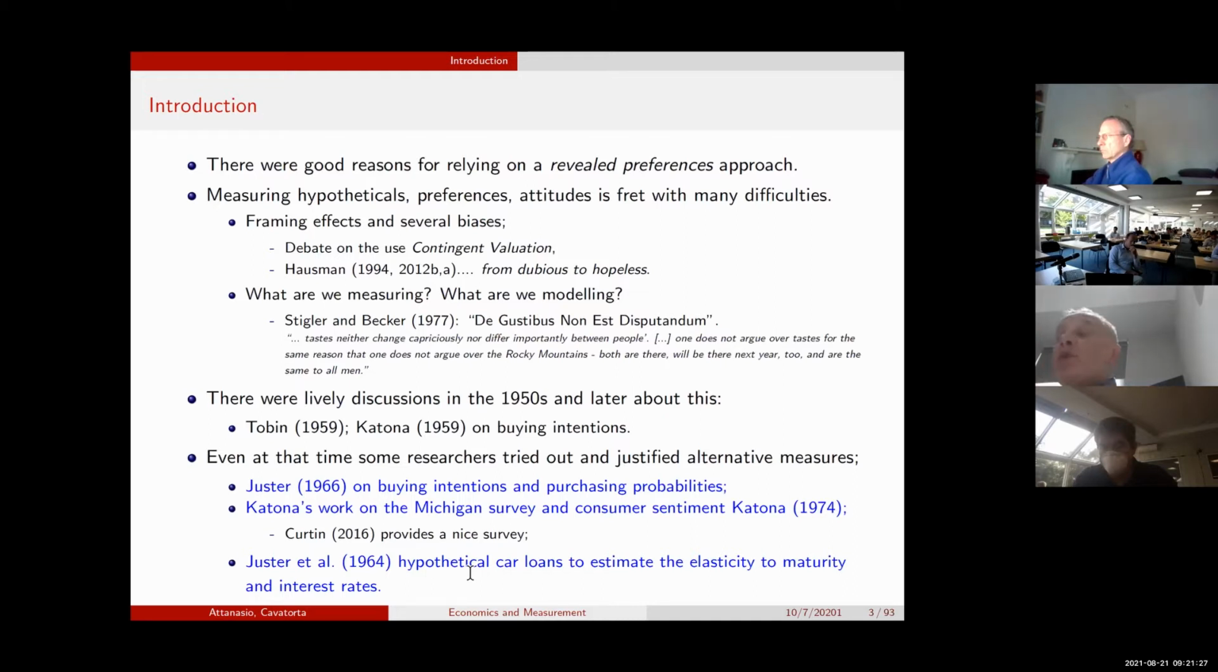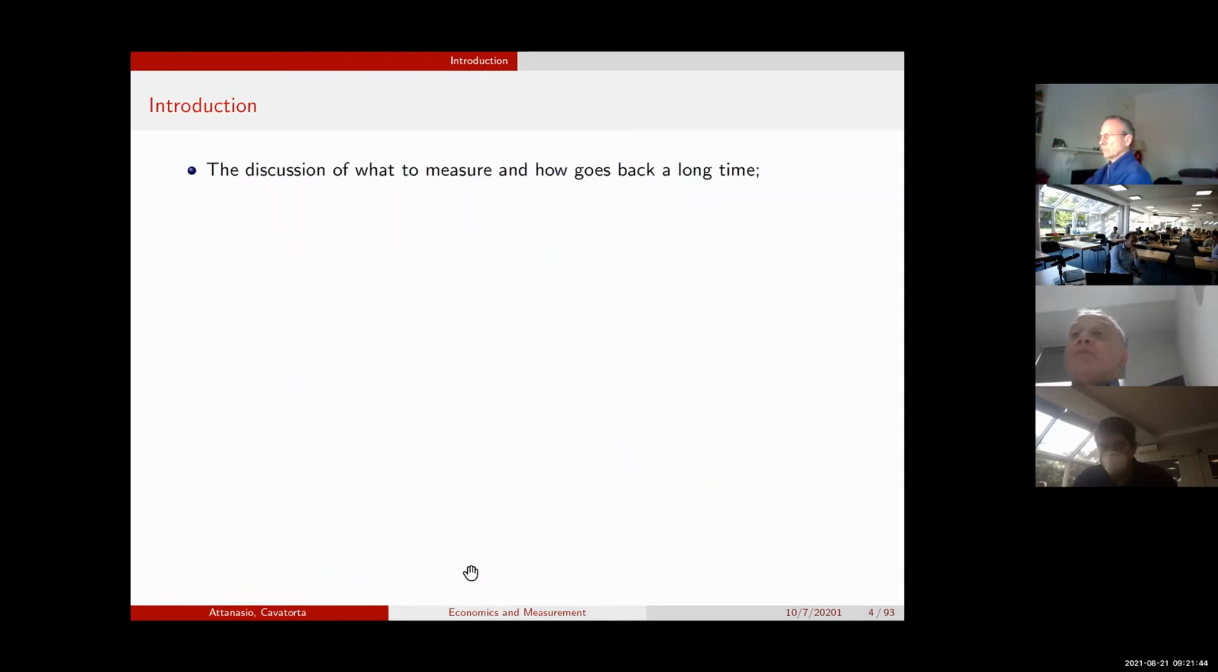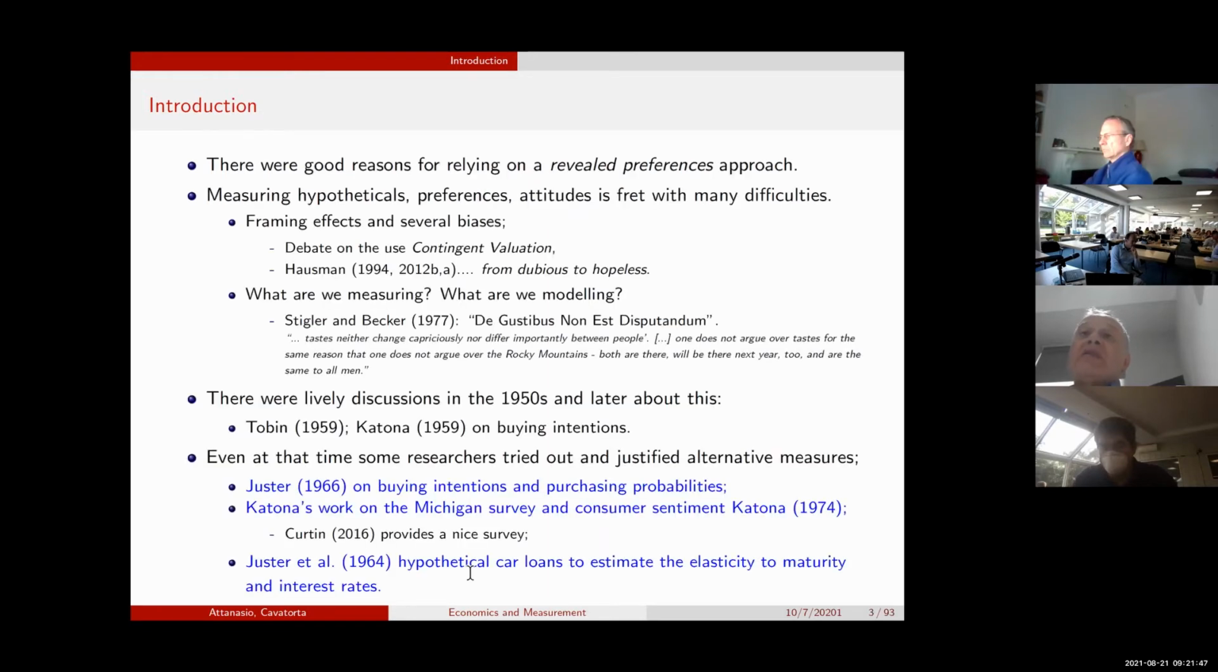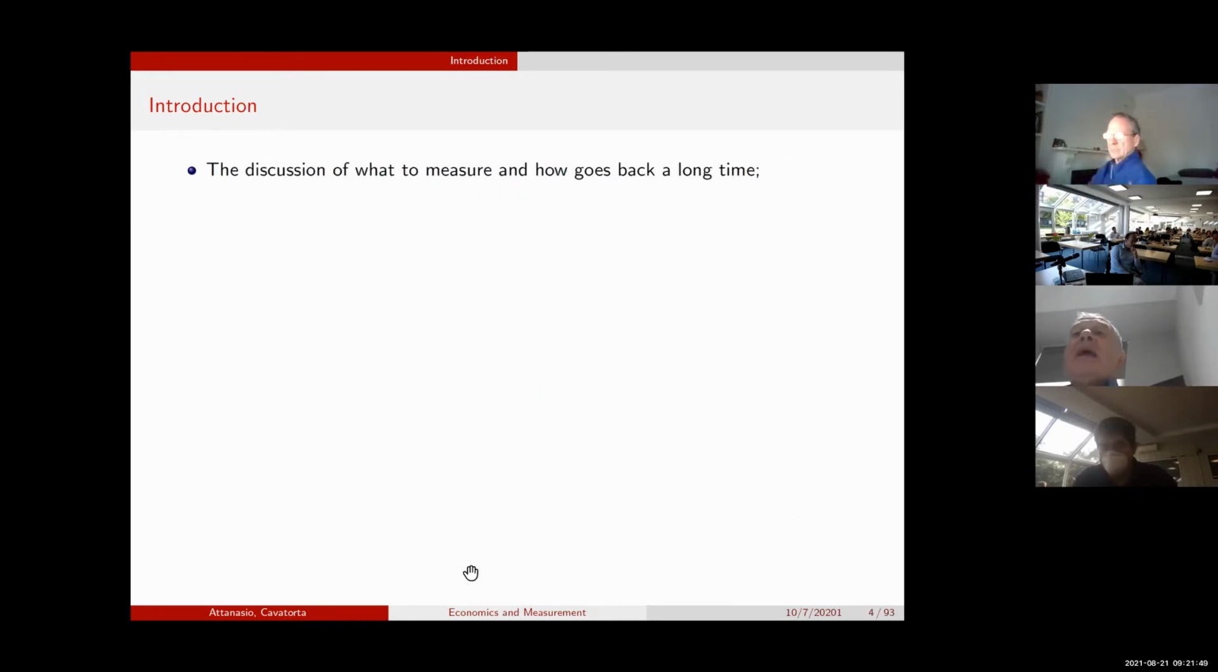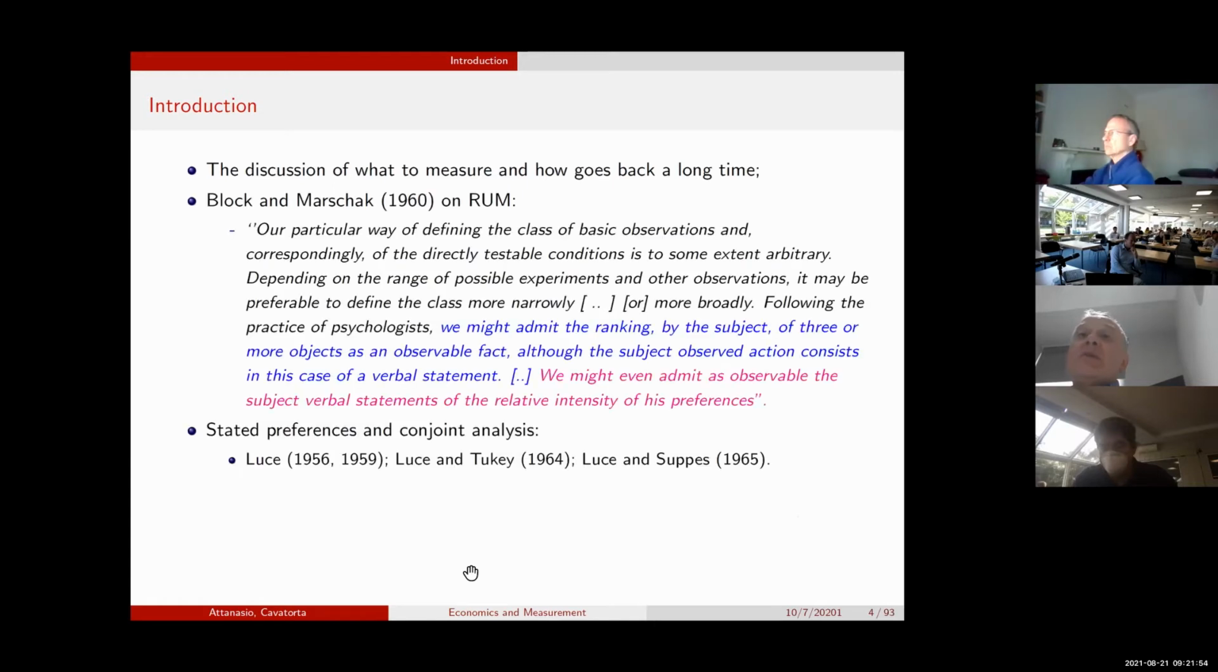This was a beautiful paper, way ahead of its time. We're talking about 1964, and he was talking about liquidity constraints and the like, stuff that we still argue about to this day. So there were really interesting discussions at the time, and the discussion on what to measure and how to do it goes back a long time. There's Block and Marschak on random utility models that have this.